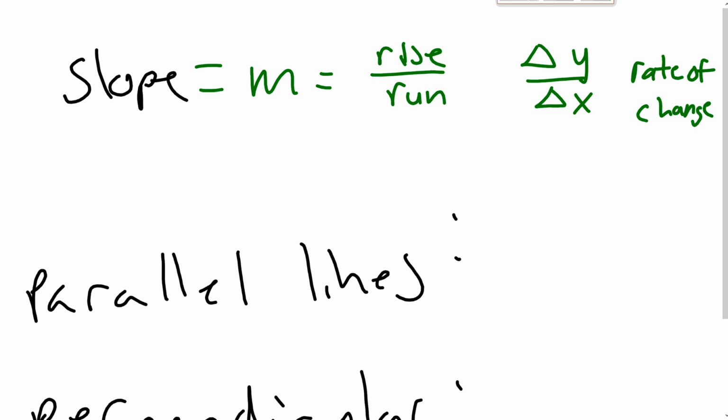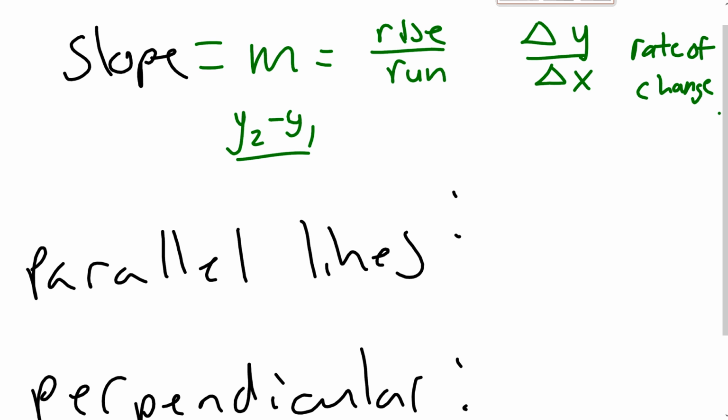Or if we're given 2 points, we can find that by taking y2 minus y1 over x2 minus x1. As long as you start with the same y's and start with the same x's, you're fine. Right, so that's how you find your slope if you're just given 2 points.